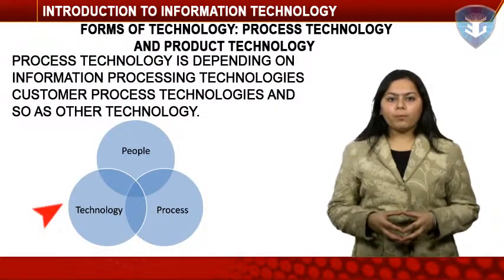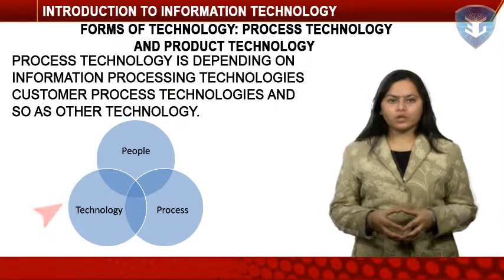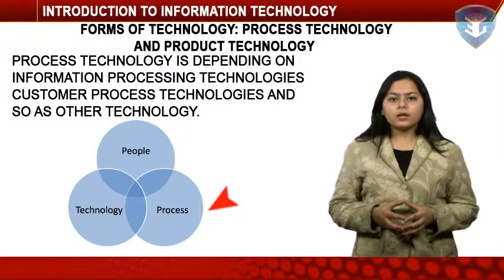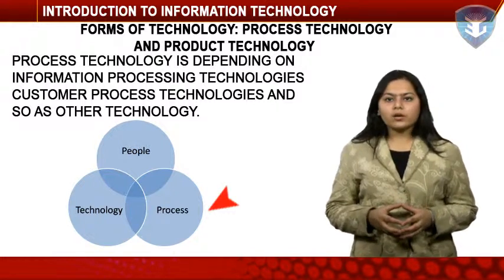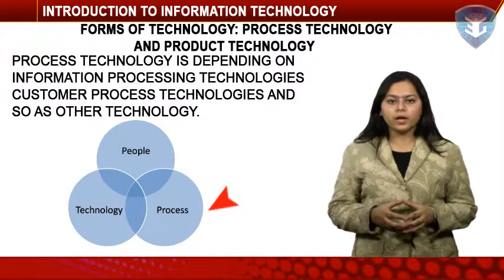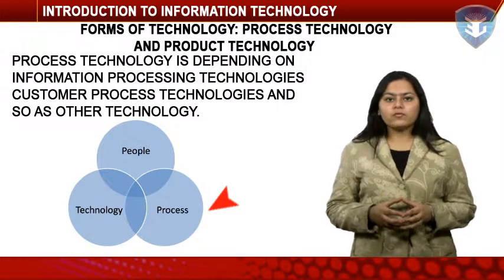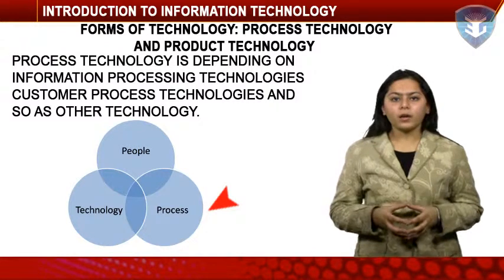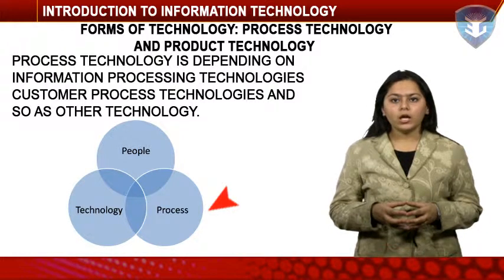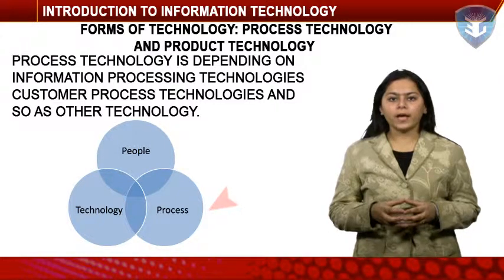Forms of technology: process technology and product technology. Process technology depends on information processing technologies, customer process technologies and other technology. Process technology is separated by operations. The selection of process and the capacity planning influences system design. The process technology includes various methods such as forecasting, product and services design, technological change, selection of a process, equipment and facilities, resources, the layouts, proper work design and many more.